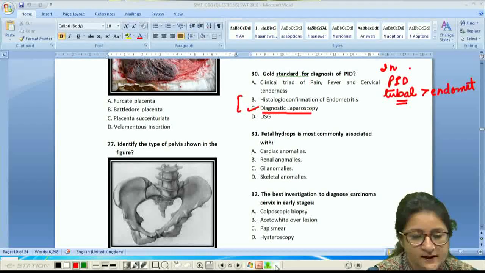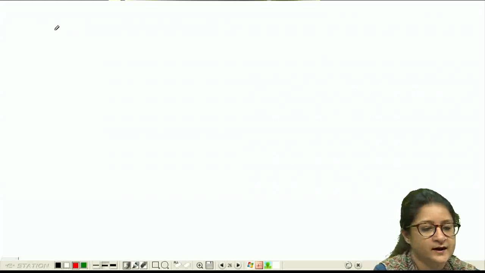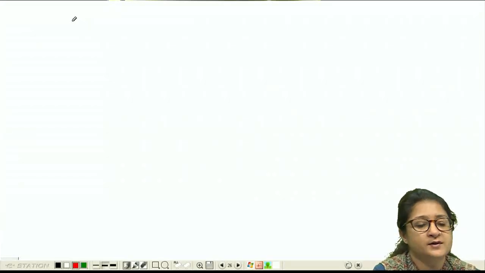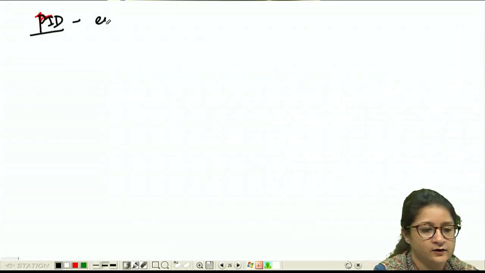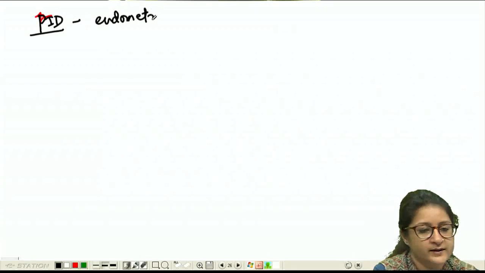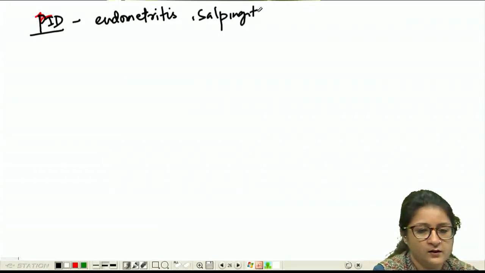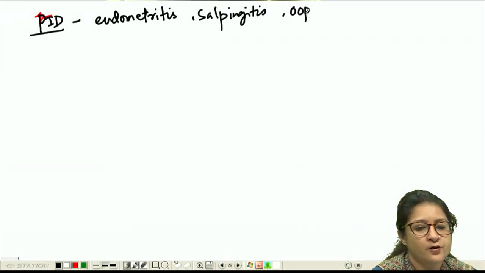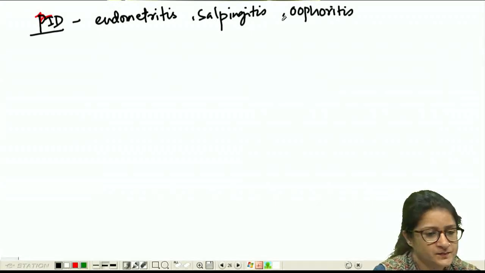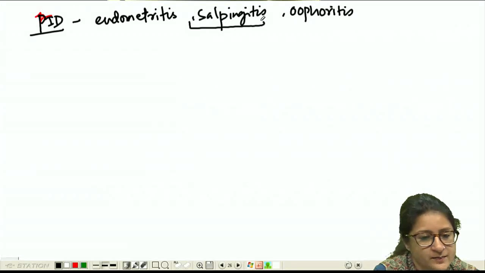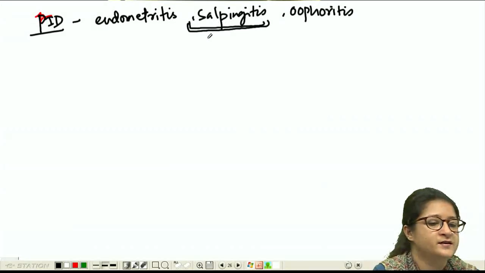So let's just understand what is PID and what are the definitive criteria and what are the minimum criteria. Whenever we talk about PID, we mean infection of the endometrium, we mean endometritis, we mean salpingitis, right? And we mean oophoritis, right? PID can also move ahead and lead to pelvic peritonitis later on, and that is pelvic inflammatory disease. Out of this, salpingitis is the most common manifestation.